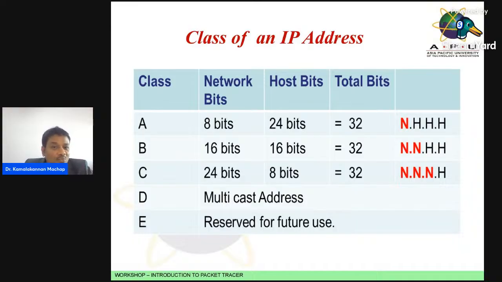All right. When you take class A, you may ask me, how could I know that a given IP address belongs to class A? That I can tell you in the next slide. First, let me explain how to find the network bits as well as the host bits based on the given IP address. In class A, the first 8 bits go to network. The remaining 24 bits go to host. So how could we know? Very simple.